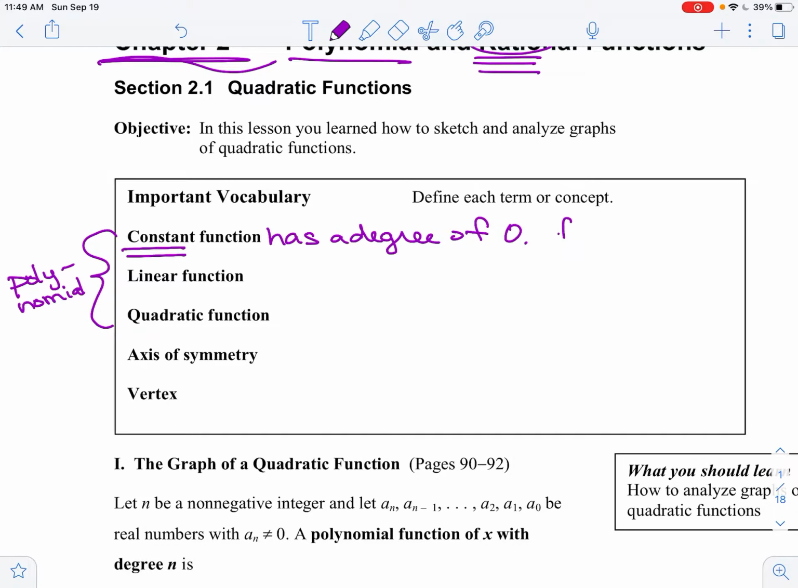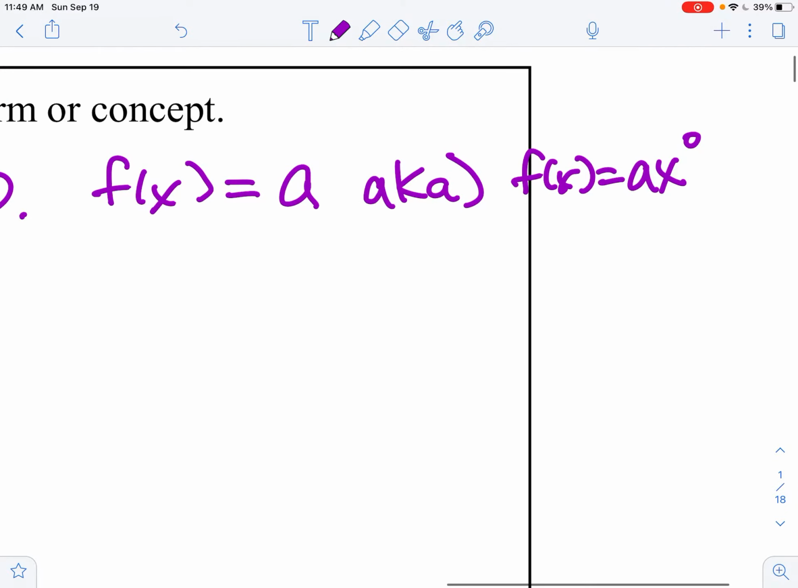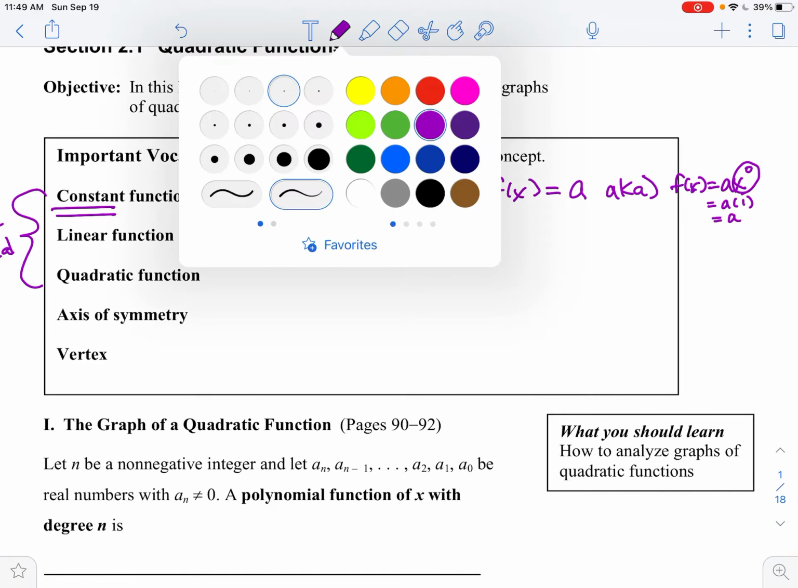So for example, f of x equals a, where a is some value, is a constant function. And this is a 0 degree because this could also be called f of x equals a times x to the 0. Because remember, anything to the 0 power is just 1, and a times 1 is just a. So that's why we call the constant has a degree of 0.